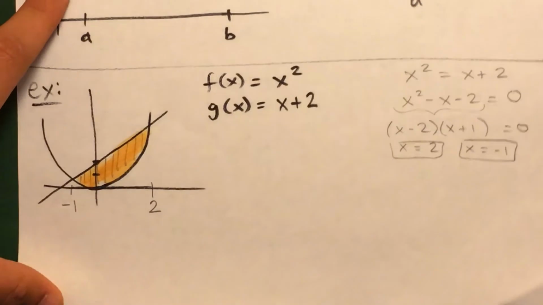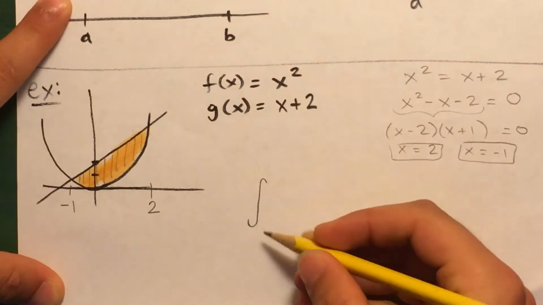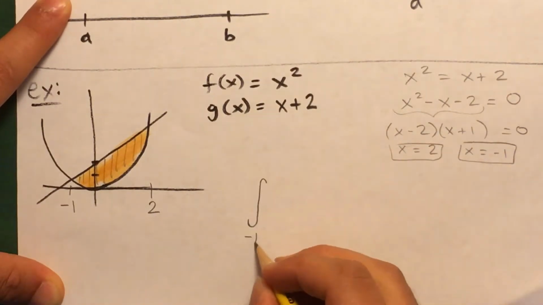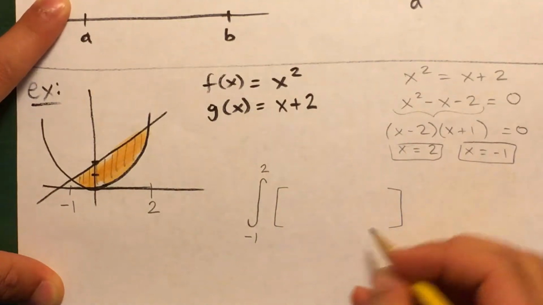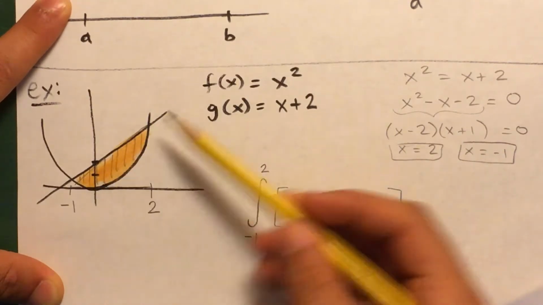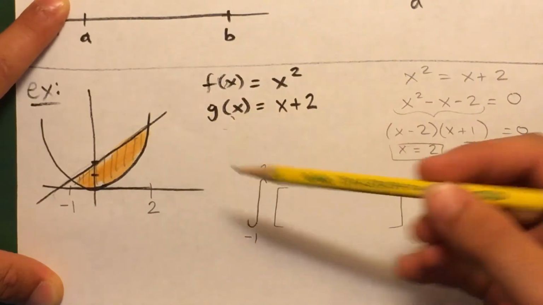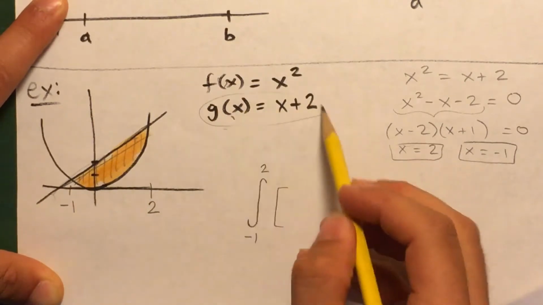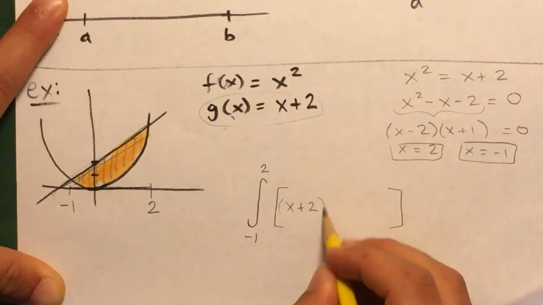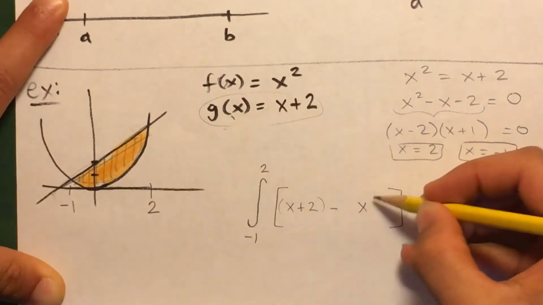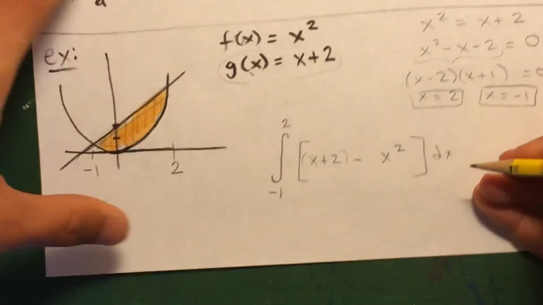It's a little exaggerated, by the way, but now we can set up our integral. We have the definite integral from -1 to 2, and inside we're going to have the function that's on top. Notice that it's not always f of x minus g of x. It could be g of x minus f of x. It's just a matter of which function's on top. In this case the function on top is g of x, which is x plus 2, and then we subtract the function on the bottom, which is x squared. Okay, and now we're going to integrate.